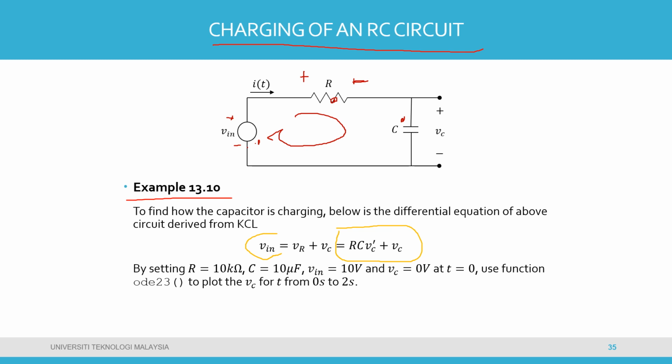Of course you insert the values here: R, C, Vin, and VC at t equals 0. Use the function ODE23 to plot VC from 0 seconds to 2 seconds. So how do we transfer this into a Matlab program script?